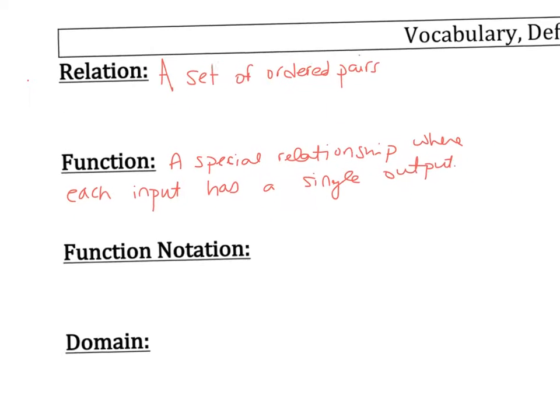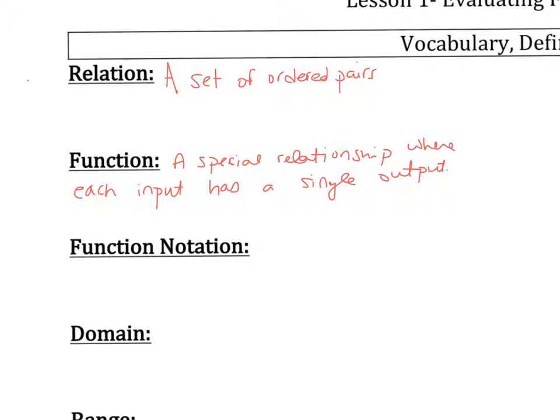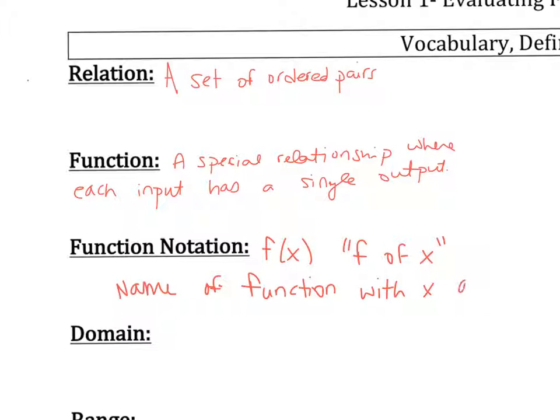All right, function notation. This is what you're going to see. We pronounce this f of x. And basically, it's the name of a function with x as the input. You could see g of x, h of x, j of x, p of x, q of x. You could name that function whatever you want.